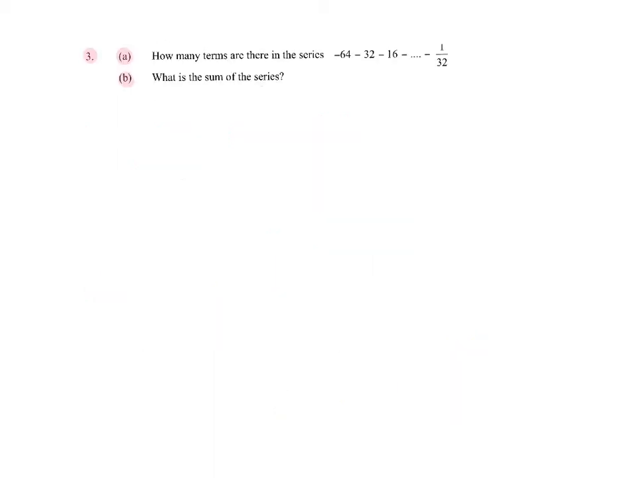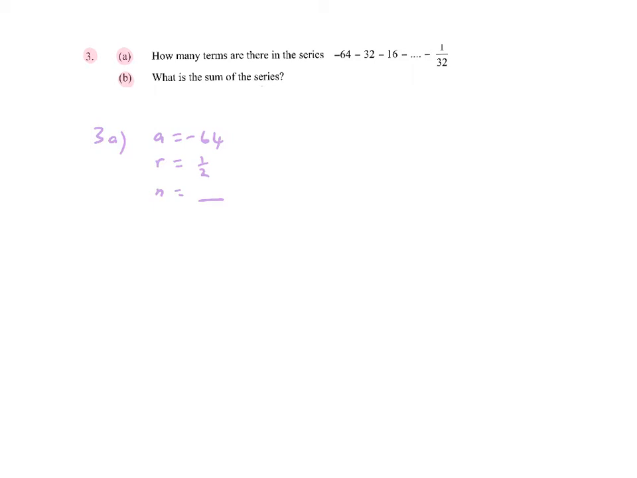Okay, let's look at question 3a. How many terms are there in the series −64, −32, −16, and so on, all the way up to −1/32? We've got a first term equal to −64, and a ratio equal to a half, so you multiply every single term by a half. Term 3 divided by term 2 is the same as term 2 divided by term 1. We don't know what n is yet. We need to find n, and then we can find the sum in b.